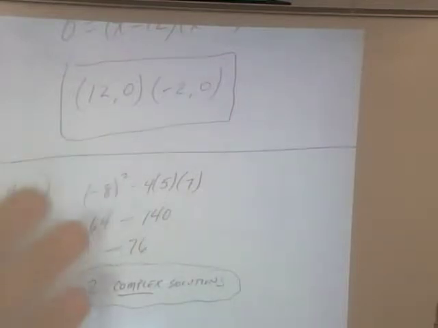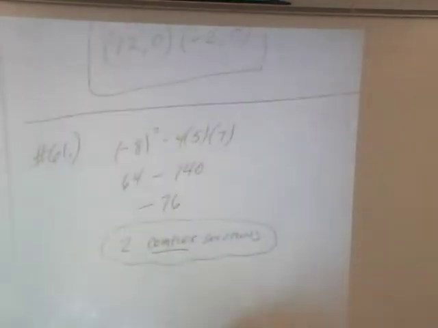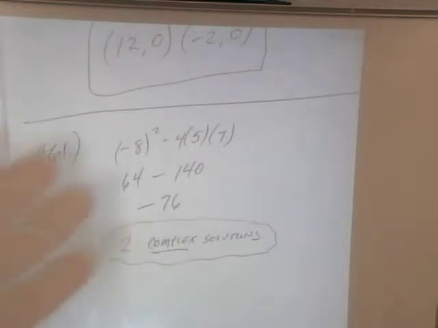Okay, 62. Let's go over this. What if we got 0 for our discriminant? One real, repeating solution. And what if we got a positive number? Two real solutions. Okay, good.